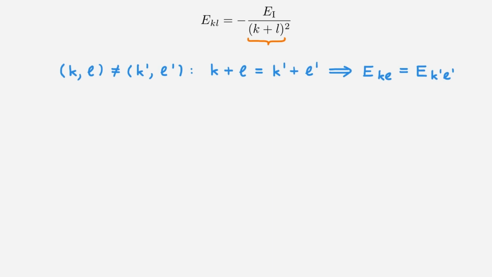Just like the 2L plus 1 degeneracy associated with E_KL arises from rotational symmetry, this additional degeneracy that we've just seen, when the sum K plus L equals that of K' plus L', also arises from another symmetry of the hydrogen atom. This extra symmetry is a little bit more subtle, and I will only say a few words here. Classically, this symmetry is present in any potential that arises from an inverse square law, examples including Coulomb's law of electrostatics and Newton's law of universal gravitation.